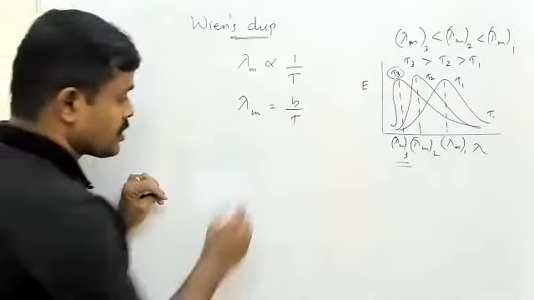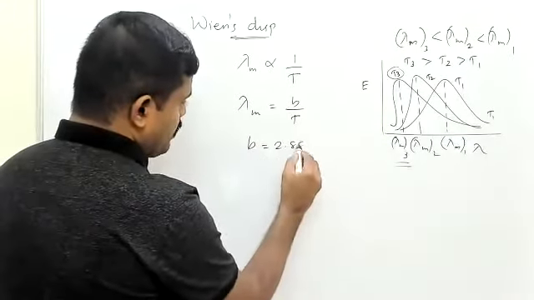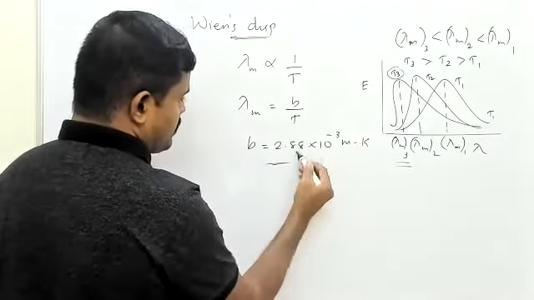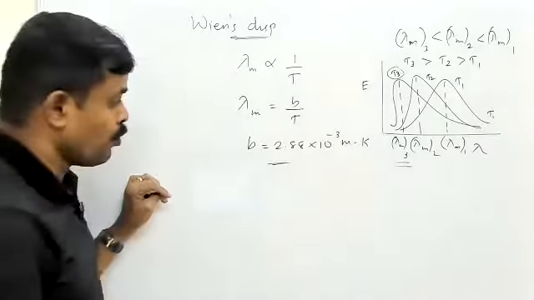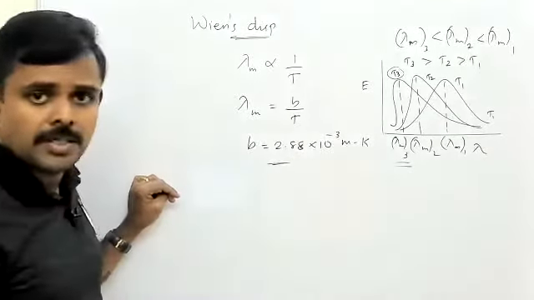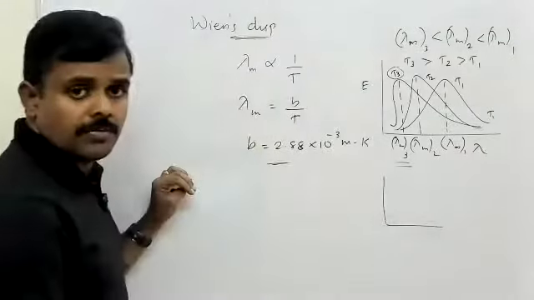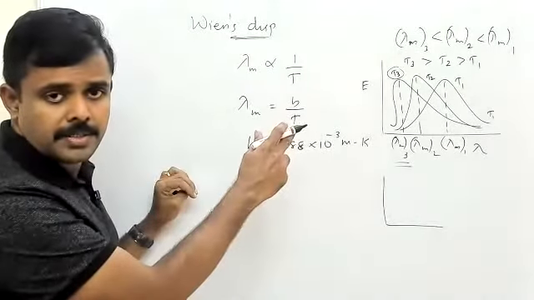This constant is called Wien's constant, whose value is 2.88 × 10^-3 meter Kelvin. That is the value of Wien's displacement constant. And there are two things to be drawn. I'll draw the graph of lambda m against T. What sort of a proportionality is this?